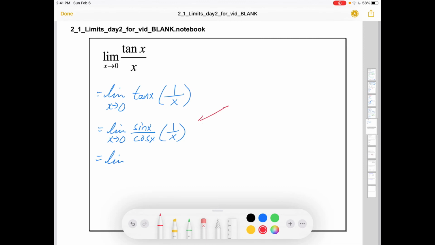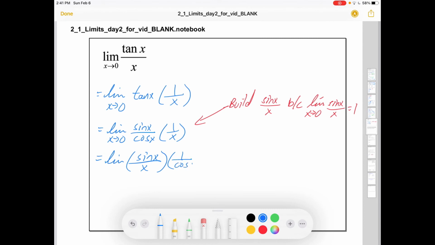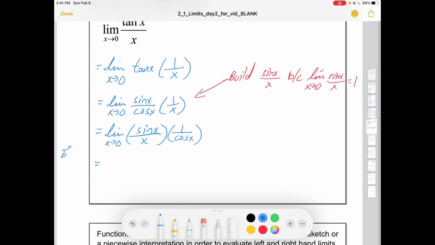What you want to build is sine x over x. Because we know this limit. Lim as x goes to 0 of sine x over x is 1. Okay. So let's group the sine x with the x. And the cos x will be the leftovers. Still means the same thing. I've just rearranged where I saw the multiplication. That's the lim as x goes to 0. And now we're either going to evaluate slash sub. So evaluate.